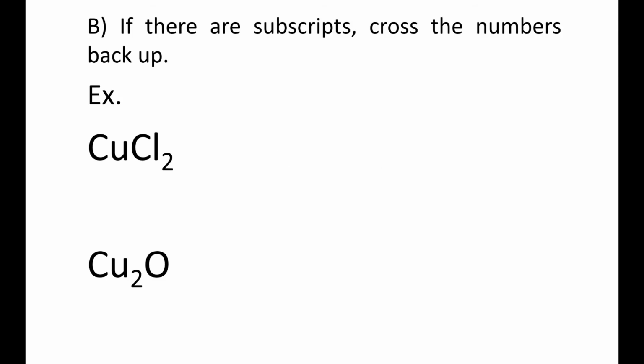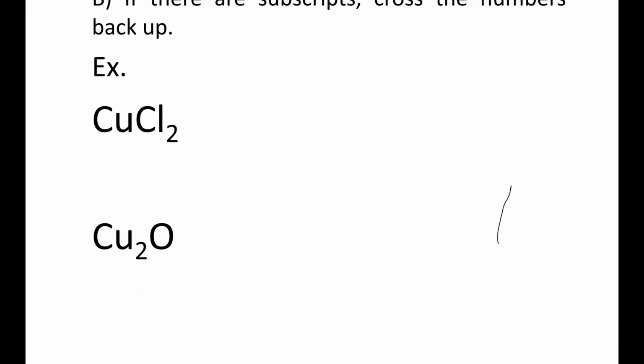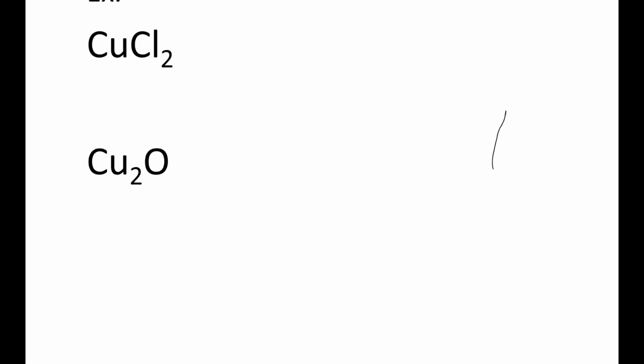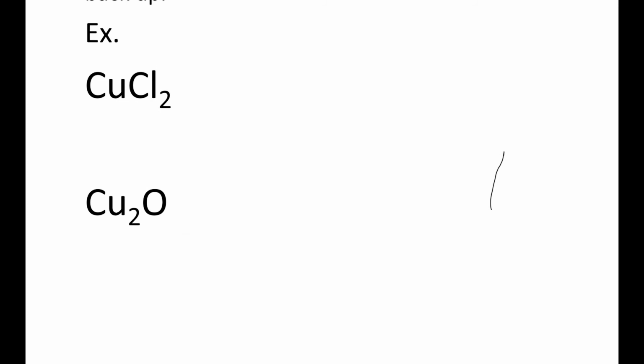Okay, if there are any subscripts, that's when it gets a little sticky. You've got to actually cross the numbers back up. Okay, so let's look at the next example. Oh well. This one, if you look at the Cu and the Cl, what you're going to notice here is the Cu has no number next to it. So if there's no number, it's automatically a 1. So go ahead and put a 1 down there. Now it's easier to cross back up. So let's cross back up.